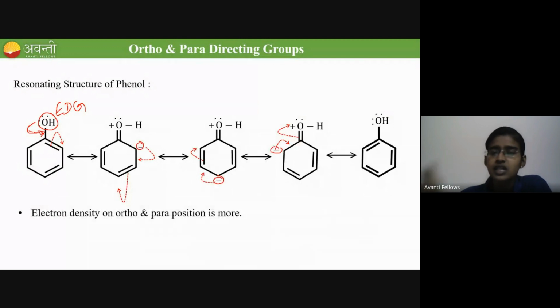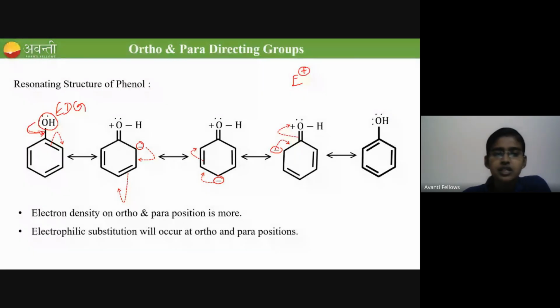Now, if we want to do the electrophilic substitution, we know that electrophiles are electron deficient species. They are positively charged species, so they will prefer the negative side. Only plus reacts with minus, no? So that electrophile will prefer the ortho and para positions. So the electrophilic substitution will occur at ortho and para positions. Got it? So what you have to keep in mind is, if an electron donating group is there on the benzene ring, the incoming electrophile has to go to the ortho and para positions.